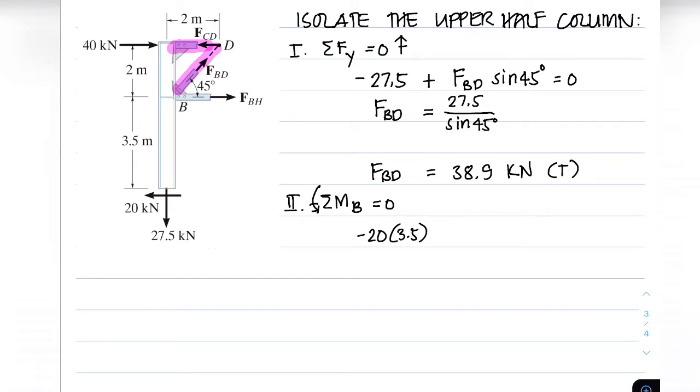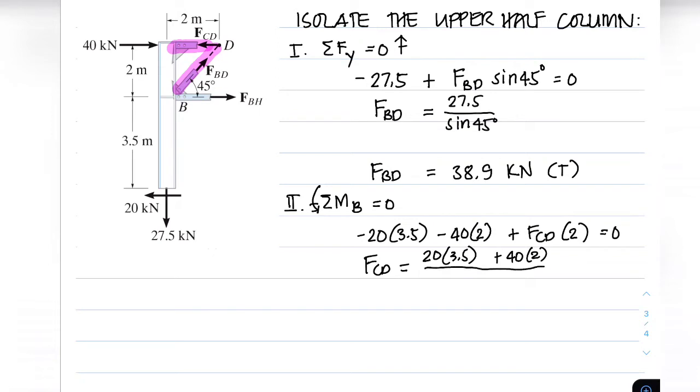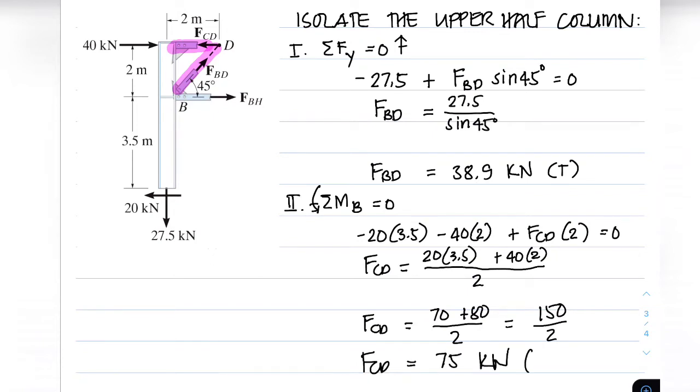After solving for the value of our FBD, we will now move on to the computation of member CD. In order for us to solve for the value of the force in our member CD, we will take moment at point B equal to 0, which will yield an equation: negative 20 times 3.5 minus 40 times 2 plus FCD times 2 equal to 0.